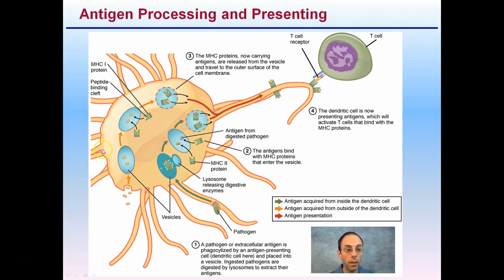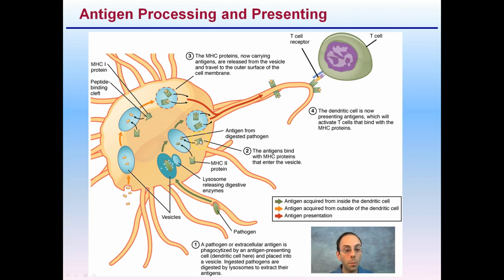And this antigen-presenting cell, which is a dendritic cell, is placed into a vesicle. So we see both of these different pathways of antigen being acquired, either from inside the dendritic cell here, or acquired from outside the environment here, being placed into a vacuole. These ingested pathogens are digested by the digestive enzymes in the lysosome, and they're interacting with the antigens. Now this lysosome is releasing these enzymes. These enzymes are breaking this bacterium down, maintaining the antigen from the digested pathogen.